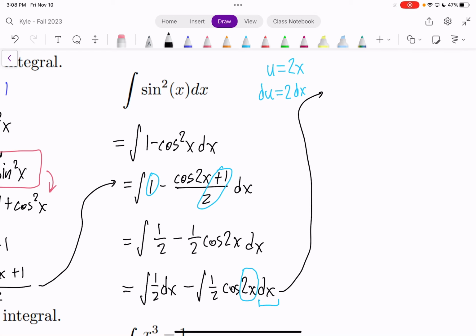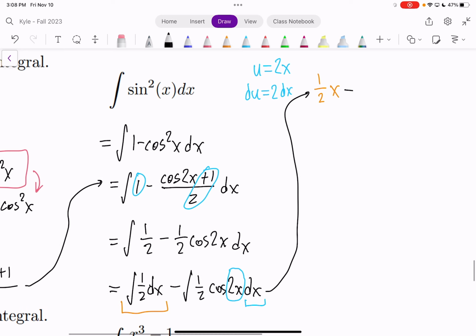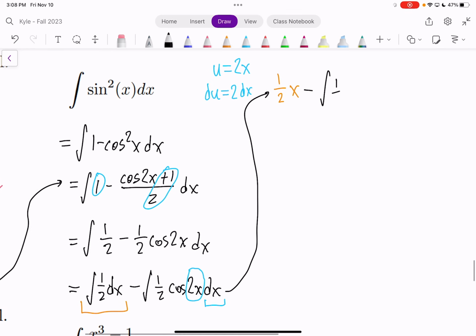So we'll substitute that in. The integral of our 1/2, here I'll do this one a different color, that'll just give us 1/2 x. We'll subtract the integral of 1/2 times... From this, we'll get that dx is equal to 1/2 du. So we'll substitute that 1/2 du in here for our dx, and then our cos of 2x will turn into cos of u.